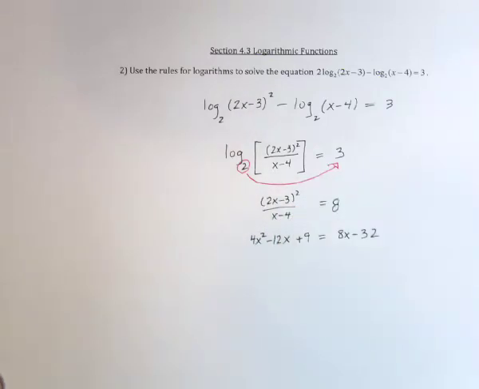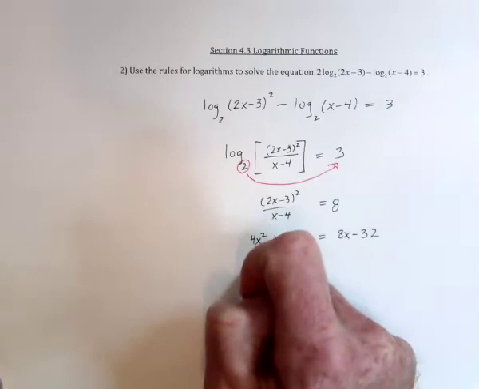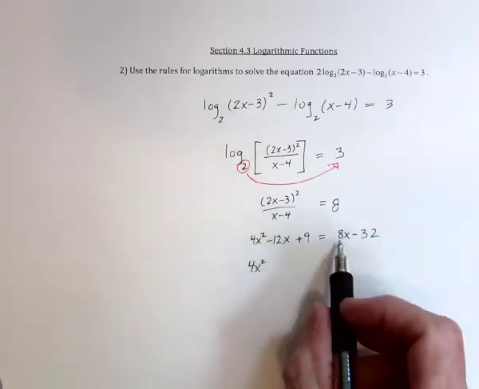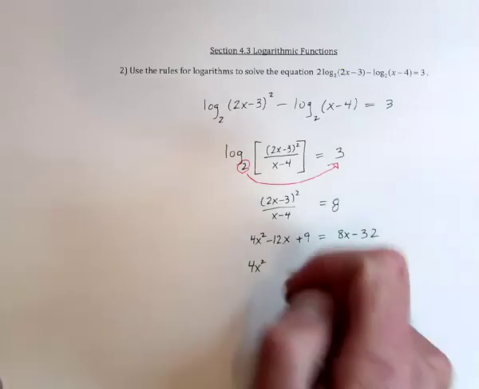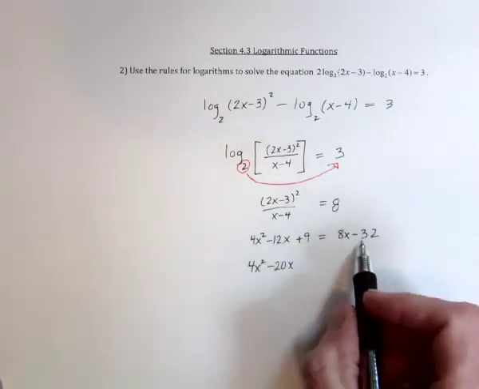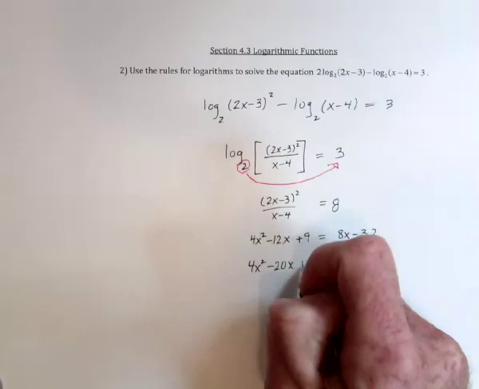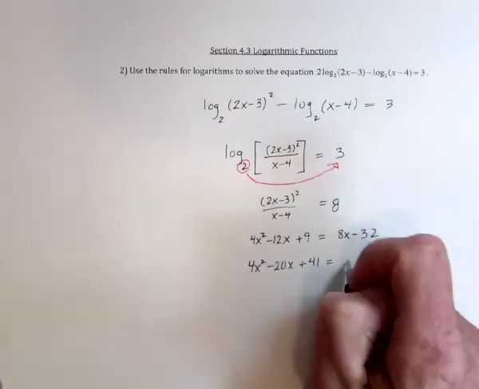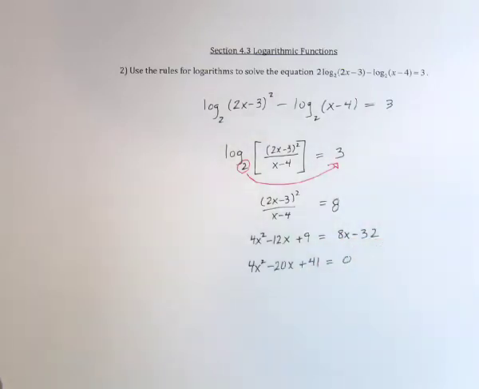And now we're going to need to use the quadratic formula, so move everything to the left-hand side. There's 4x squared. I need to subtract 8 from both sides. So if I subtract 8, this will be negative 20x. I need to add 32, which is going to make 9 and 32 is a 41. And then do the quadratic formula.